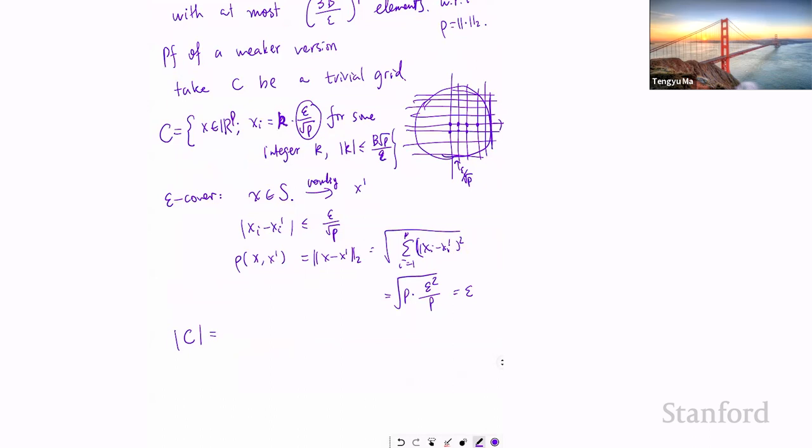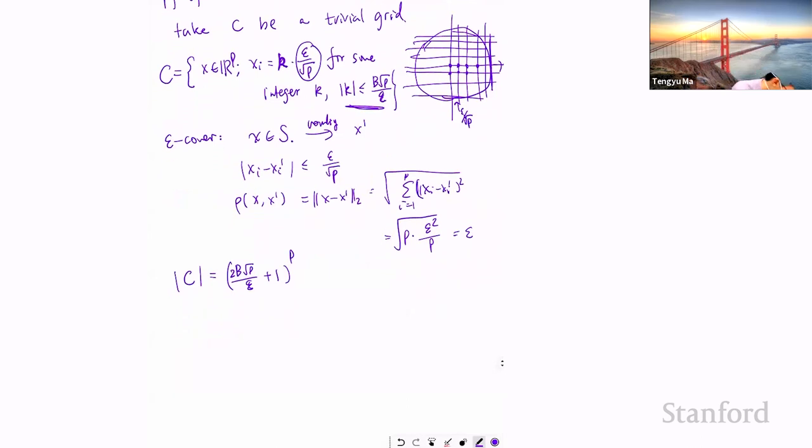So C is something to the power P, because for every coordinate, you have a bunch of choices for K. And how many choices for K there are: the absolute value of K is less than B squared P over epsilon. So basically you get B squared P over epsilon. And because K can be positive and negative, you multiply by 2, and it can also be 0, so you add 1. So that's the total number of choices in C.